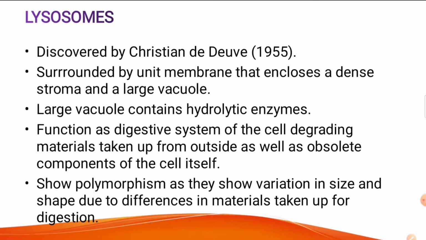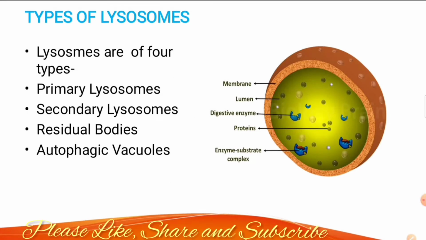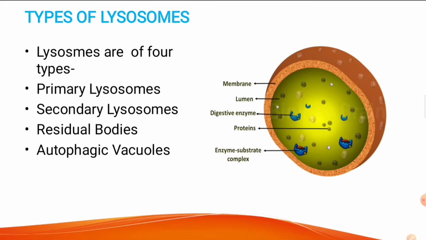Okay. So now let us come to the types of lysosomes. Lysosomes are of four types: primary lysosomes, secondary lysosomes, residual bodies and autophagic vacuoles. Let us come one by one.